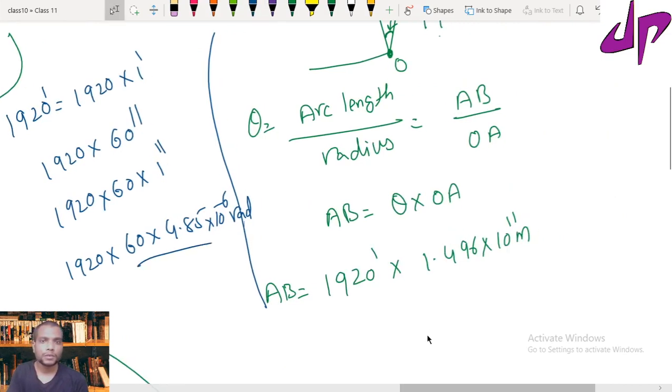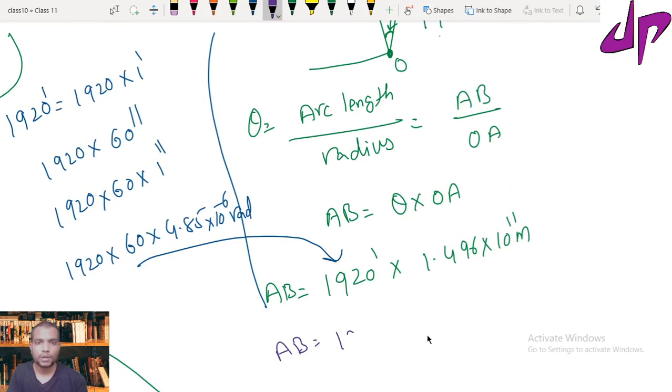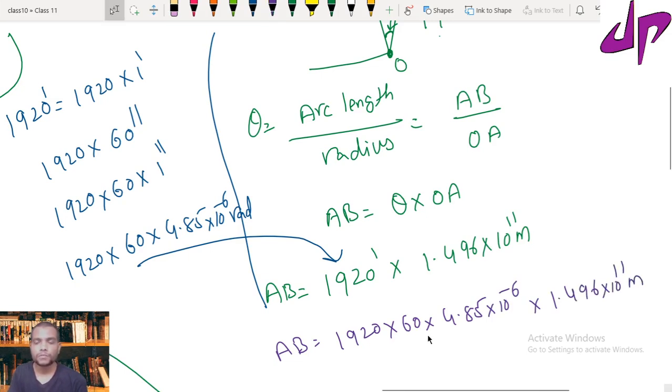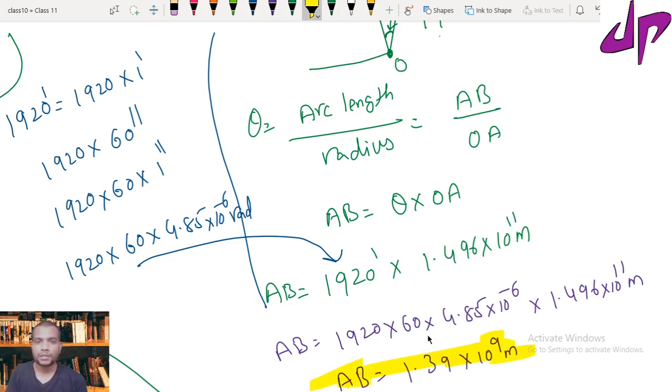Now if we substitute this value here, we get AB equals 1920 times 60 times 4.85 times 10 power minus 6 times 1.496 times 10 power 11 meters. If we do that calculation, we end up with the final value of AB. The AB value equals 1.39 times 10 power 9 meters, which is the diameter of the sun.